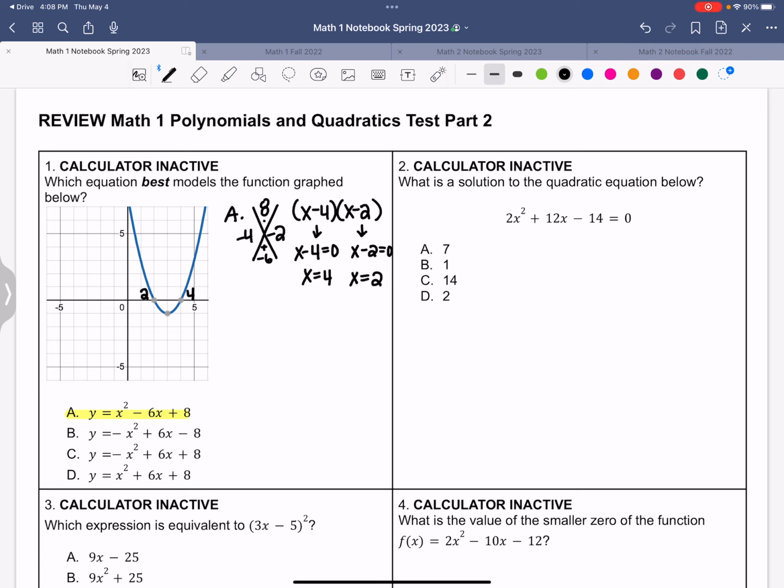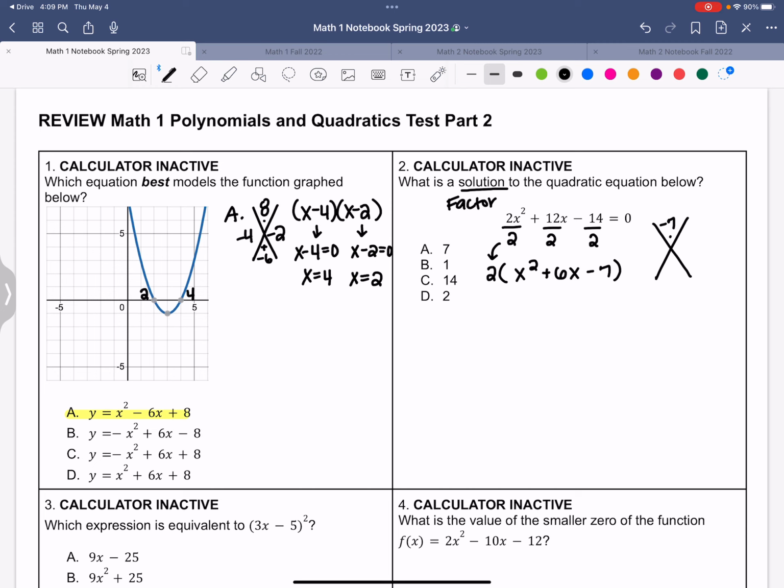Number 2, what is a solution to the quadratic below? So finding solutions or x-intercepts, we're going to factor. All right, so on this one, we have a GCF. All of these numbers are divisible by 2, since our A was not 1. So now that 2 is going to come in front, and we're going to divide. So that leaves us with x squared, 6x, and -7. Now we can factor inside the parentheses.